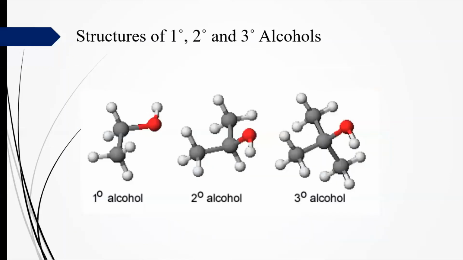And so this is a primary one. You can see that this alcohol is only attached to this one here. Or sorry, that carbon is only attached to that carbon there. A secondary one is that carbon is connected to 2 others, as well as the alcohol. And then our tertiary, it's connected to 3.